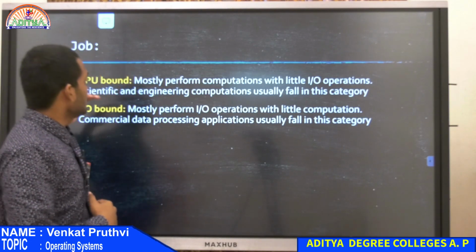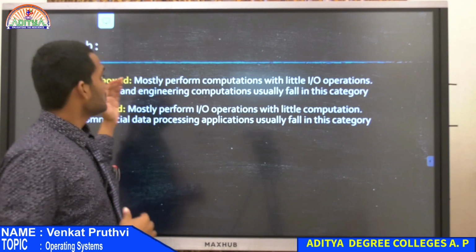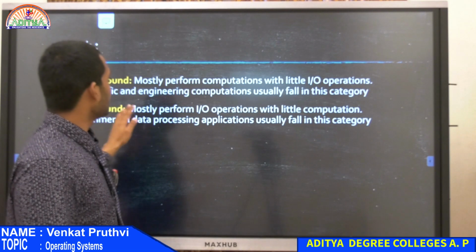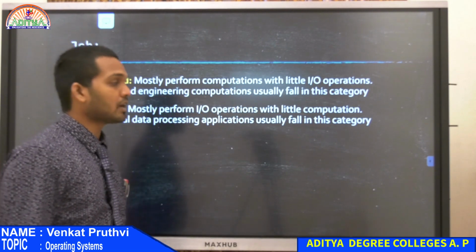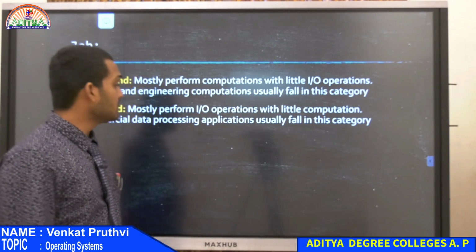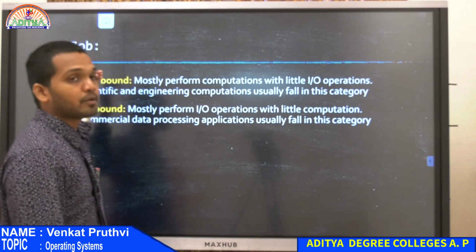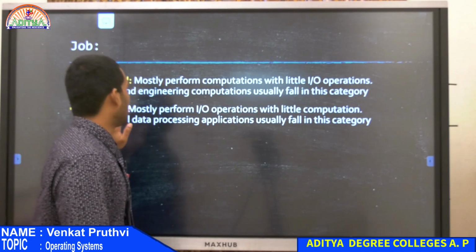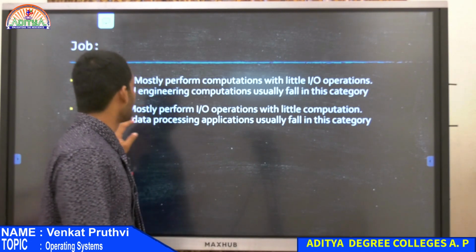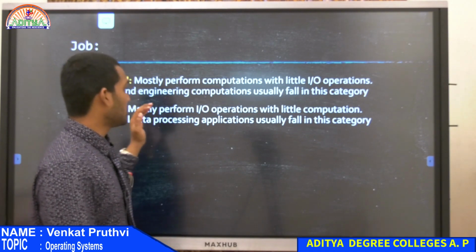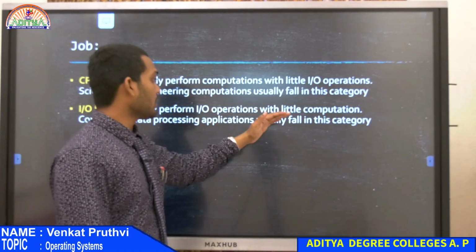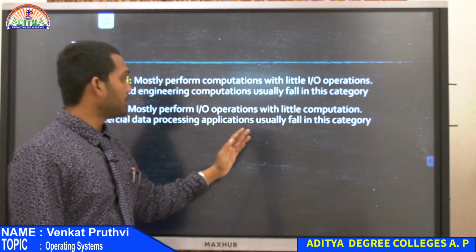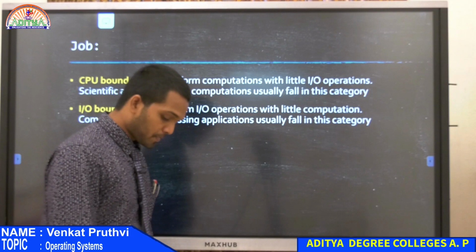Now, we will see what do you mean by CPU bound. Mostly perform computations with little input output operations. Scientific and engineering computations usually fall in this category. Now, we have different kinds of jobs or tasks you can call, that is CPU bound and input output bound. We just saw what do you mean by CPU bound. Now, we will see what is input output bound. Input output bound is nothing but mostly perform input output operations with little computation. Commercial data processing applications usually fall in this category.